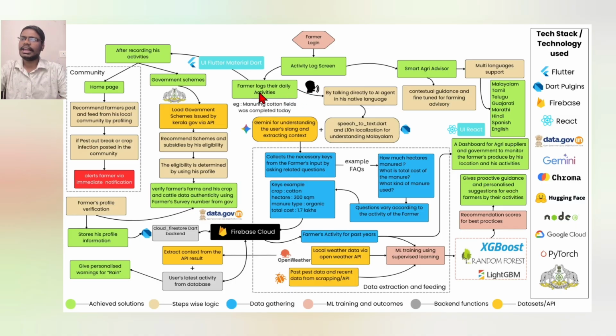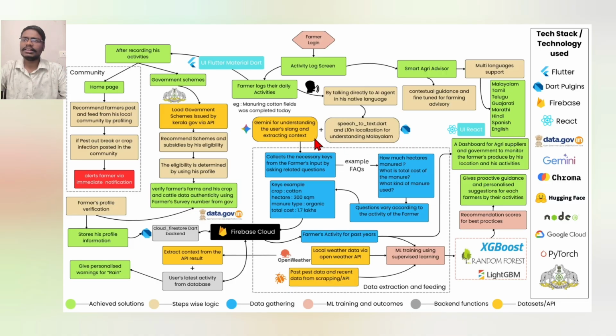A farmer logs their daily activity by directly talking to the AI agent in their native language. To process this section we use the speech to text plugin and l10n localization. It understands Malayalam and other languages. It is provided by a Google package in Flutter, using Gemini to understand the user's slang and extract the context. Why does the context need to be extracted?